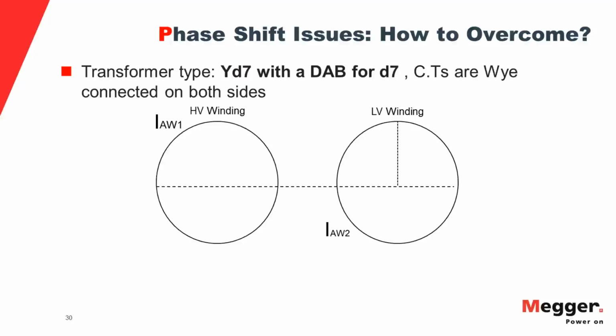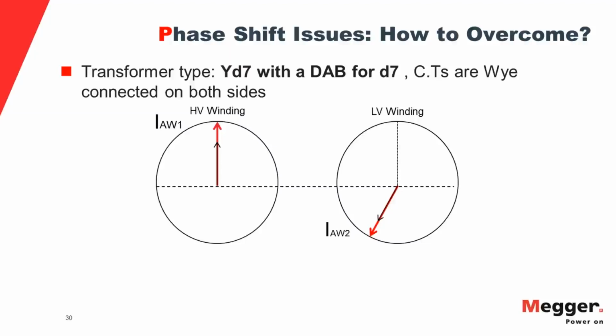So there is a 210-degree phase difference, which has to be compensated internally by the relay so that there is no difference in currents flowing through the operate coil, which might cause a differential trip. So 210-degree counterclockwise compensation is required by the relay in this particular example.